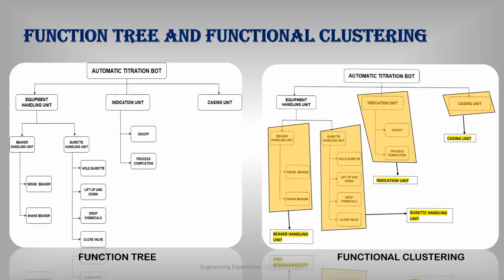To help understanding, the functions are classified as equipment handling unit, indication unit and casing unit. The main thing is the automatic titration board. These have been classified again into sub functions. This is called the function tree. To understand it better, we clustered these functions into subsystems so that we can work step by step. So this is the function tree and this is functional clustering.